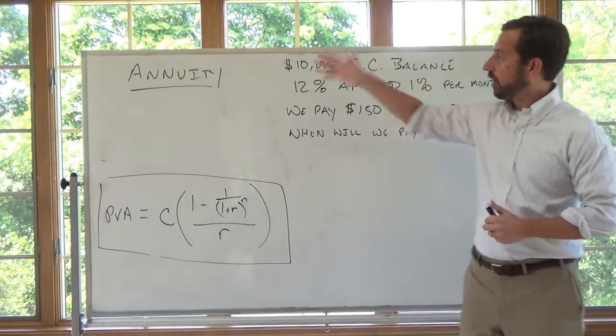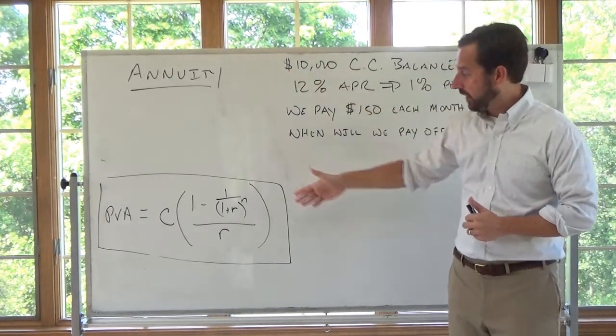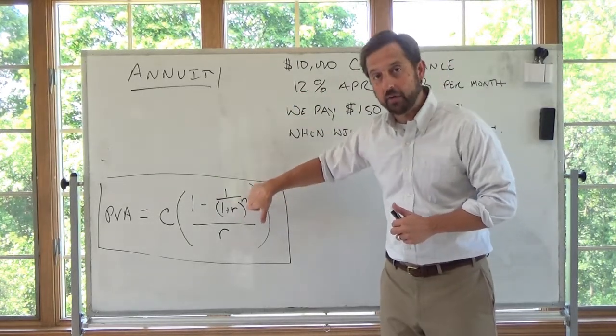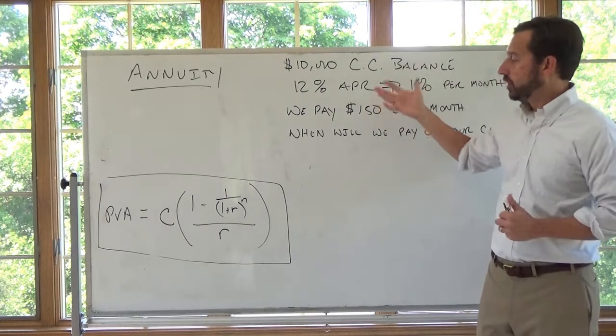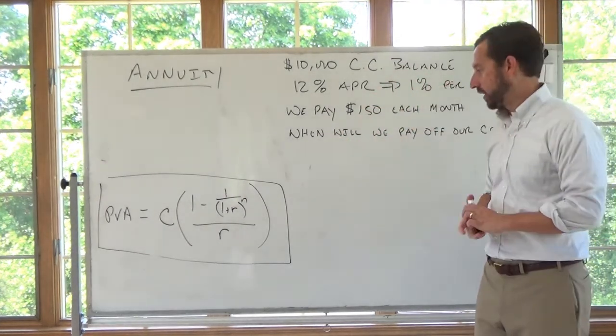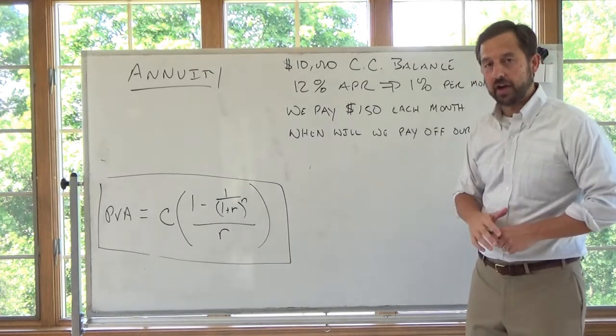Okay, now we're going to use our present value of an annuity formula, and we're going to rearrange it for n. So we're going to solve for n in the present value of the annuity formula, and then we're going to use this to answer a relevant question. So we're going to see when we might use this formula.